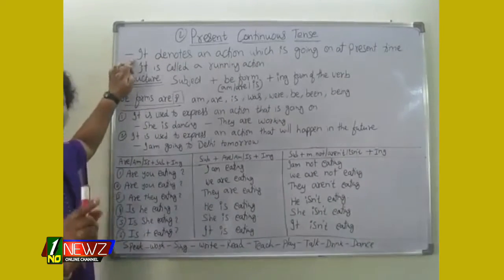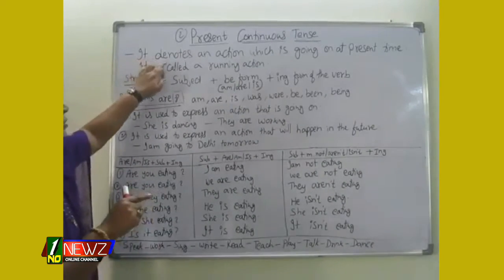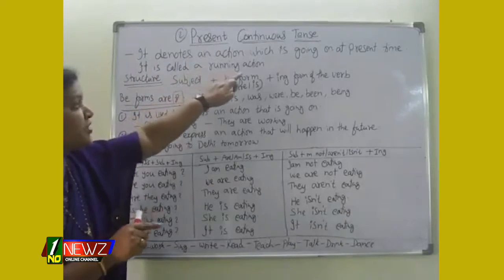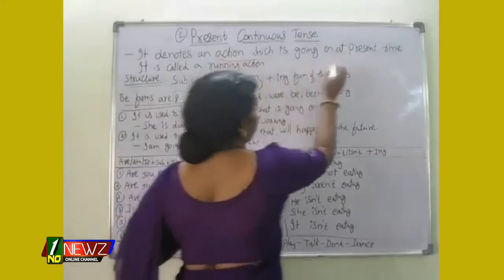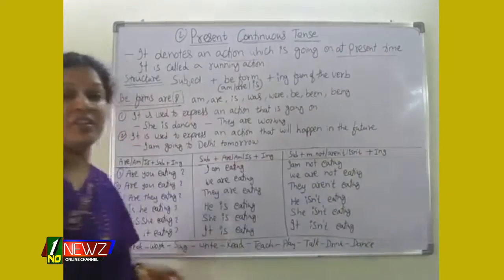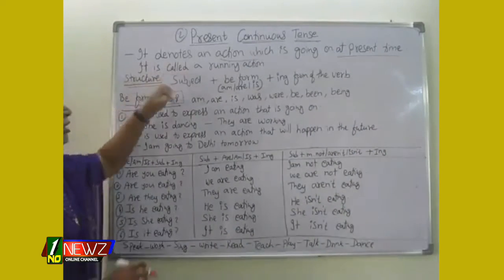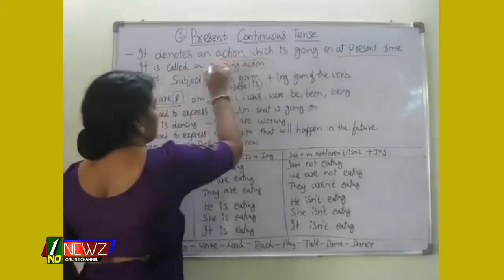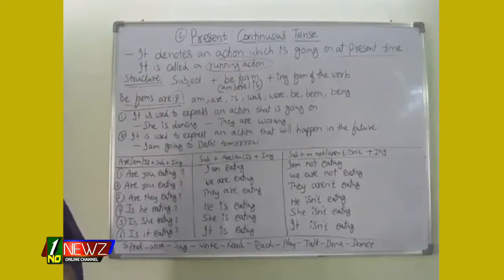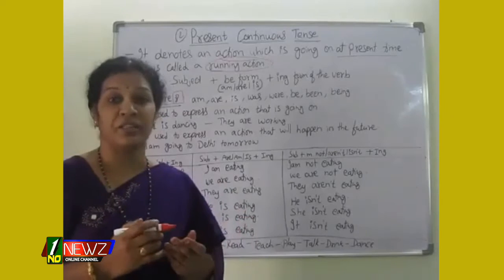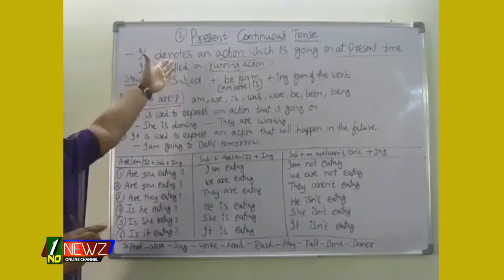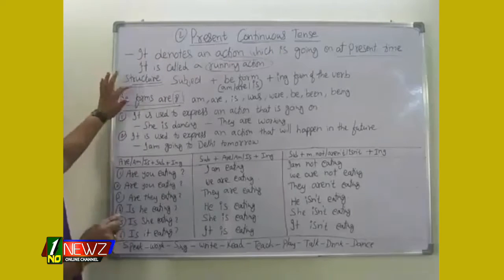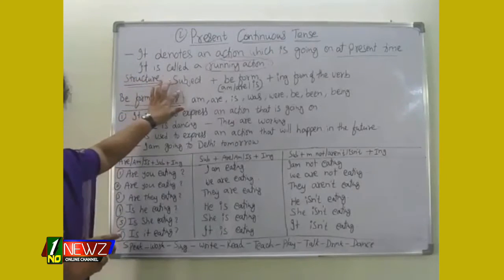Present continuous tense denotes an action which is going on at present time. An action which is going on in the present time. So it is also called a running action. Now how can we frame the sentences? What is the structure of the sentence in this present continuous tense? So structure is here. Subject will take first.